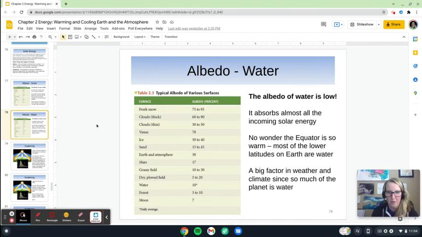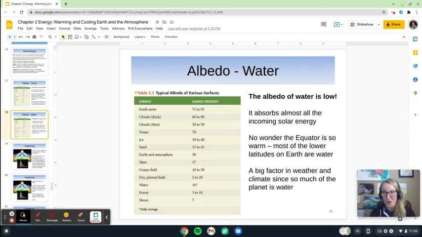Now let's look at the albedo of water. It's 10. That's low. Does that seem a little counterintuitive? Because normally you see light reflecting off of water. But if you look at a satellite picture of water from space, what color is it? It's kind of a dark blue. Darker colors absorb more energy than lighter colors. So snow is white, it reflects a lot.